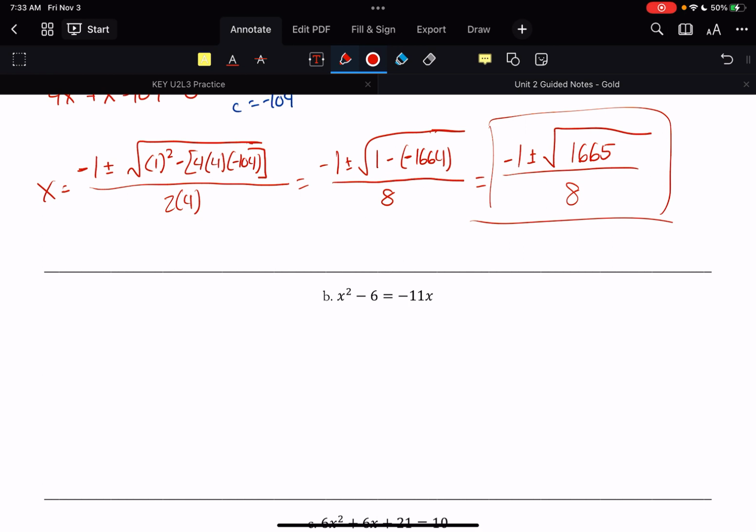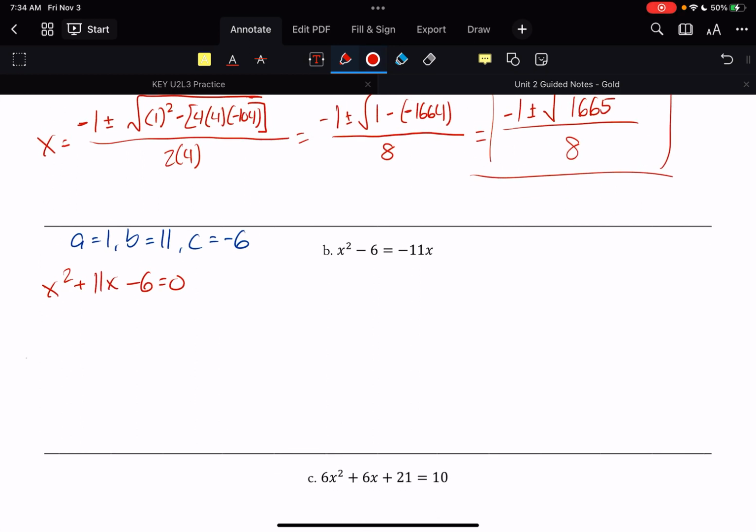If I go ahead to b, put it in standard form, so I'm going to add 11x to both sides. So that gives me x squared plus 11x minus 6 equals 0. My a is positive 1, my b is 11, my c is negative 6. So when I plug this into my formula, x equals negative 11 plus or minus the square root of b squared, 11 squared, minus 4 times a, 1, times c, negative 6, all divided by 2 times a, 2 times 1. And then we do the math.